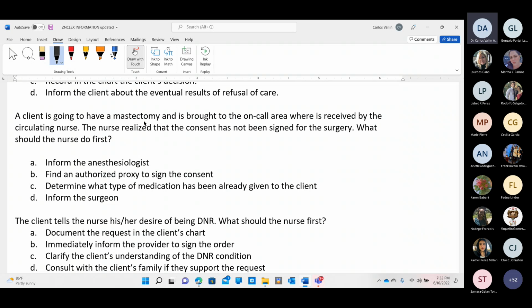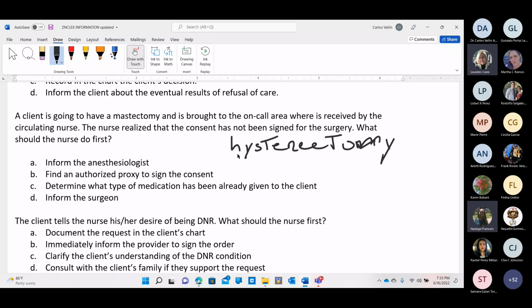A woman is brought to the med-surg service to have a hysterectomy. Hysterectomy. Okay, what is this? It's a major surgery. What do they remove? The womb, the uterus. Okay?